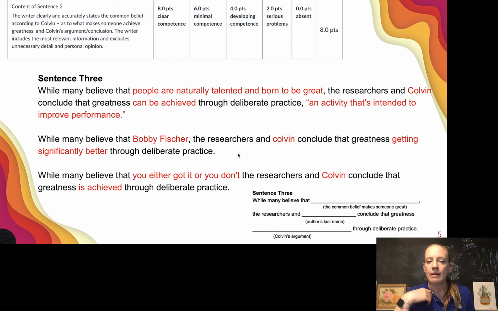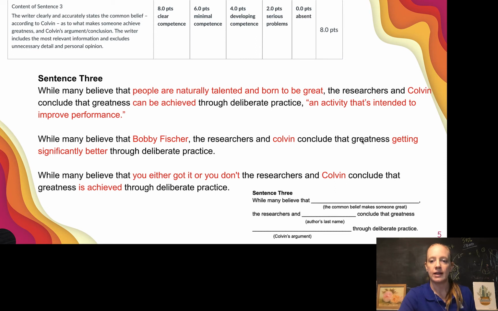While many believe that Bobby Fischer, the researchers in Colvin conclude that greatness getting significantly better through deliberate practice. Right away, as you listen to this being read out loud, which is why you should always read your own writing out loud, because often you can hear things that you don't see. When you hear it read out loud, you realize this doesn't sound right. So many believe that Bobby Fischer is a famous, legendary, great chess master. So that doesn't really make sense. We're looking for something more like this. So many believe that. So right away we know that this cannot be anything more than a 2.